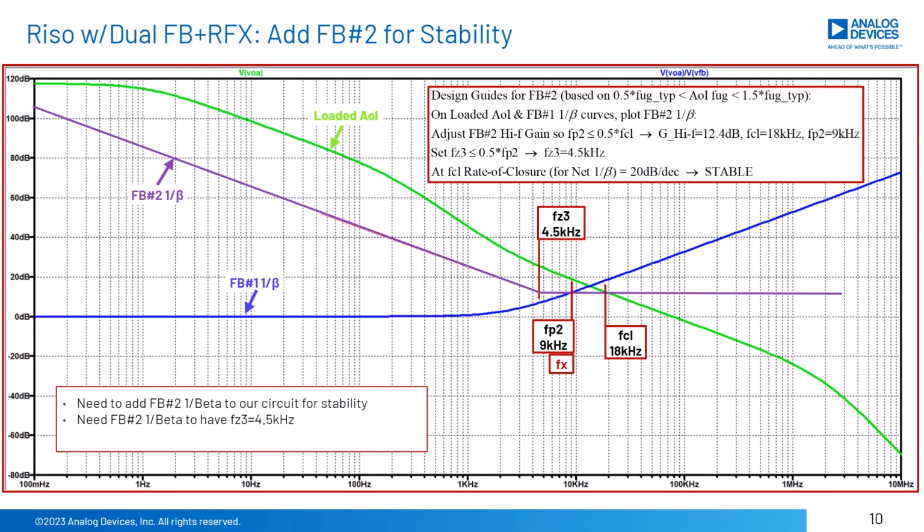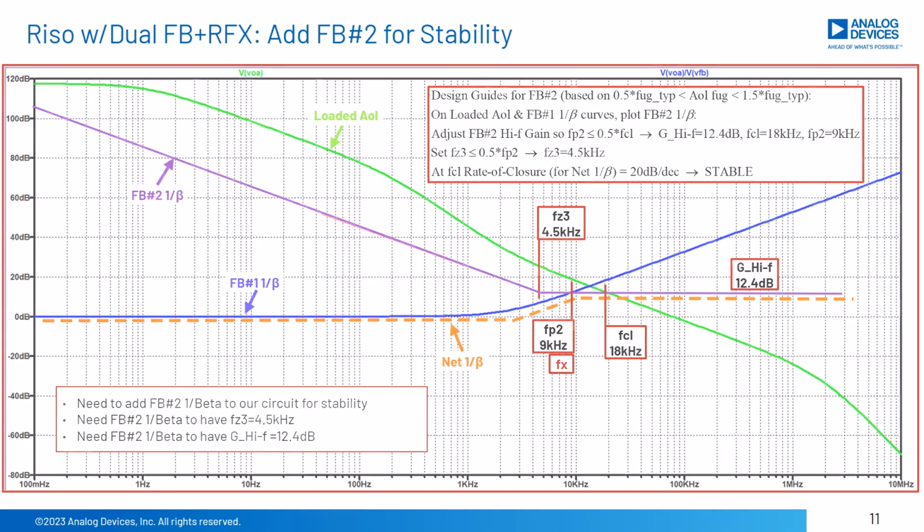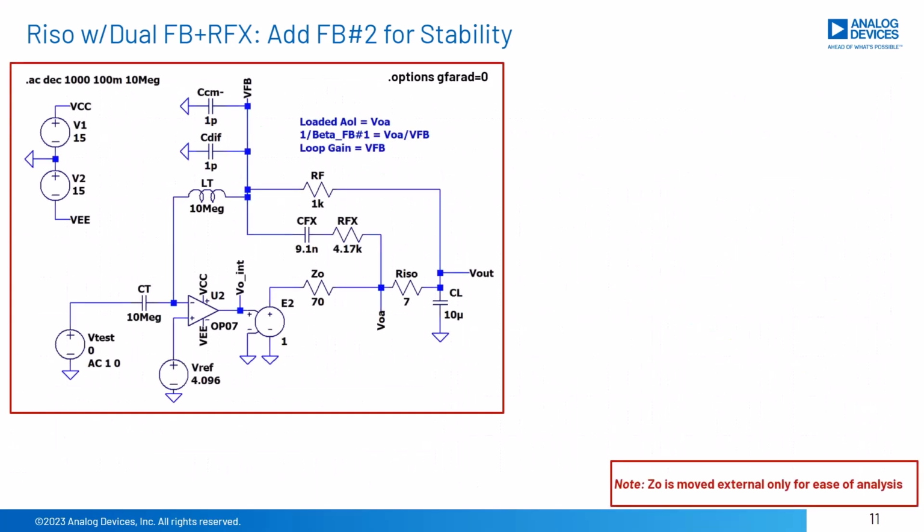Next, we will set FC3, here 4.5 kHz, equals 0.5 FX, here 9 kHz, where FB number 2 intersects FB number 1. From our dual feedback knowledge, we have avoided the big knot, and we know the net 1 over beta is what the op-amp will see for final feedback. We will also note the required gain at high frequency for FB number 2's 1 over beta, G underscore high F equals 12.4 dB.